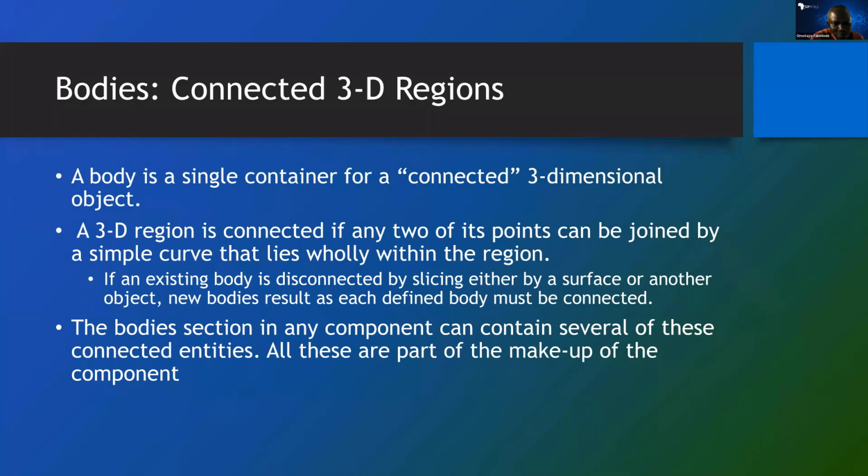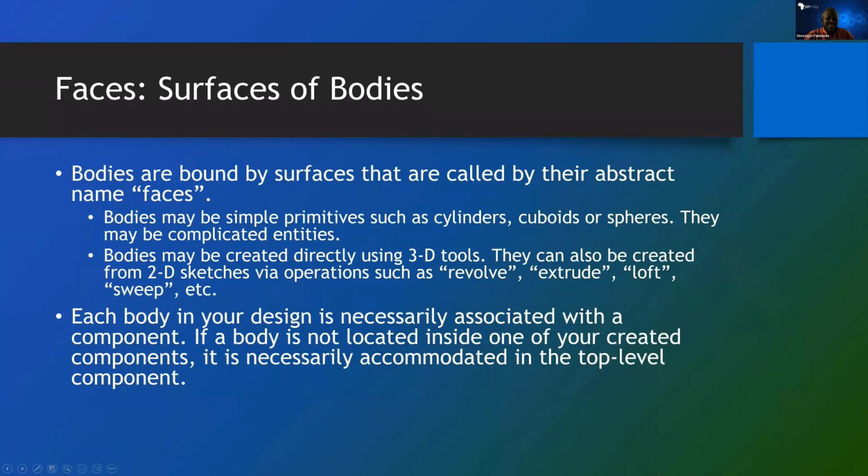We have explained what we mean by a component. We have now explained what we mean by bodies. The body section in any component can contain several of these connected entities. All these are part of the makeup of the component. Now, we want to talk about faces. Faces actually are the surfaces of bodies. So a single body can have several faces.